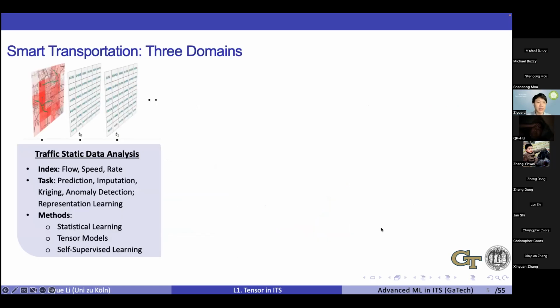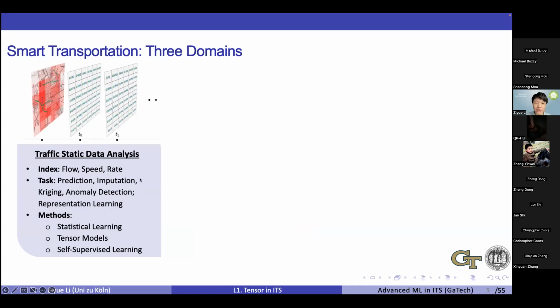And back to the smart transportation area, usually we say there are three basic domains or categories inside of smart transportation. One is what we call the traffic static data, which is referring back to the spatial time series we talked about. For example, the flow, the speed, and also the saturation rate of each road segment. And the corresponding tasks can be quite diverse.